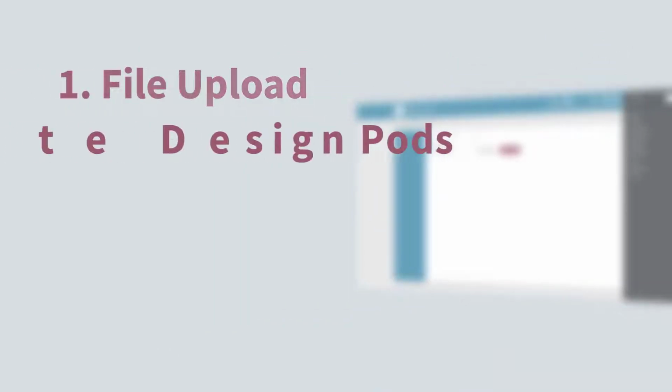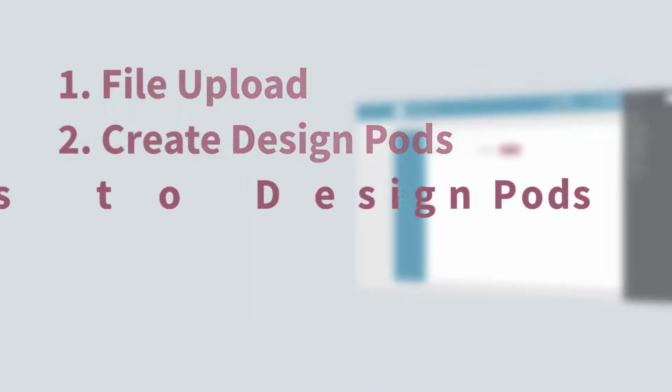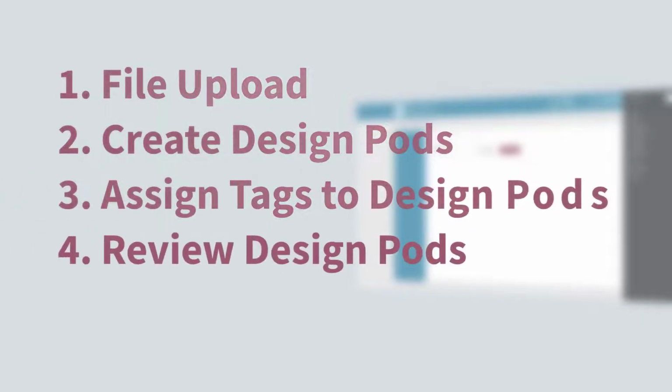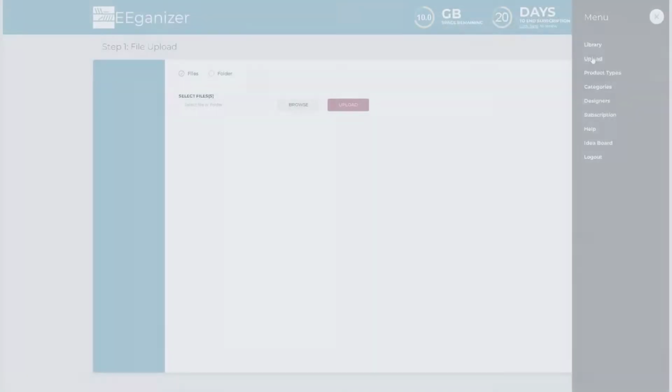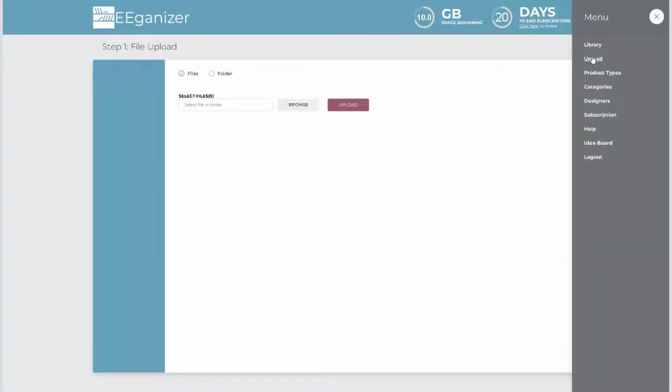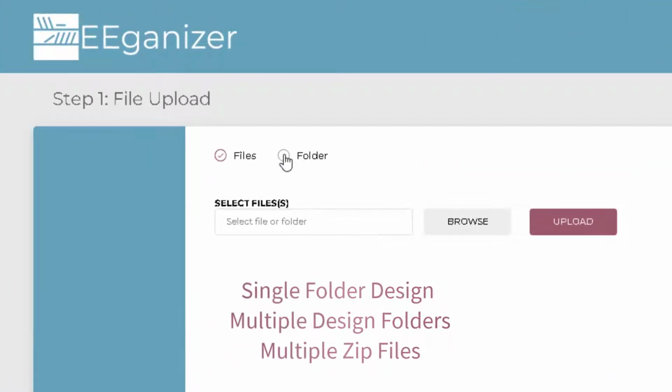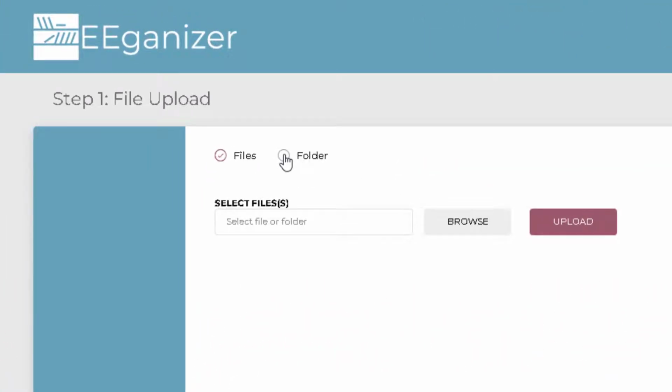The upload process is broken into 4 steps. File upload, create design pods, assign tags to design pods, and review design pods. For this tutorial, we will focus on the first step, file upload. We will be uploading a single folder design, multiple design folders, and multiple zip files.